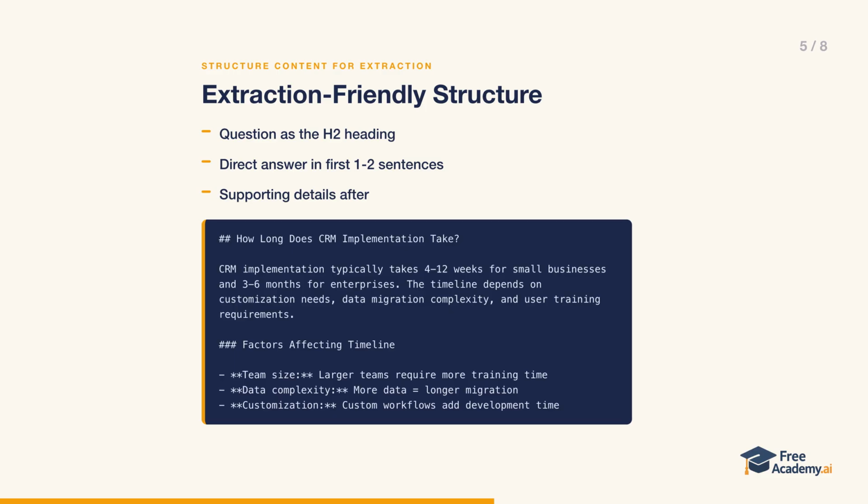Look at the example on screen. The heading asks how long CRM implementation takes, and the very first sentence answers it. Typically 4 to 12 weeks for small businesses and 3 to 6 months for enterprises. Then it explains what the timeline depends on, and a subheading breaks down the factors like team size, data complexity, and customization. An AI can lift that answer cleanly without hunting through the page. Write every key section of your content with this question, answer, details shape.